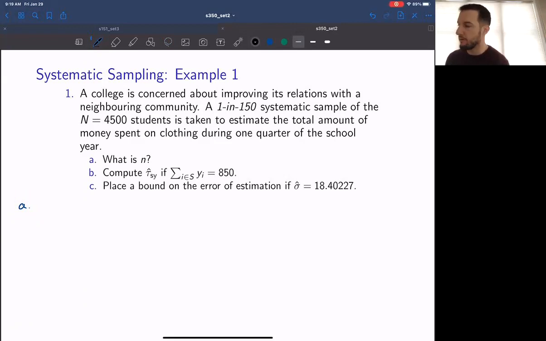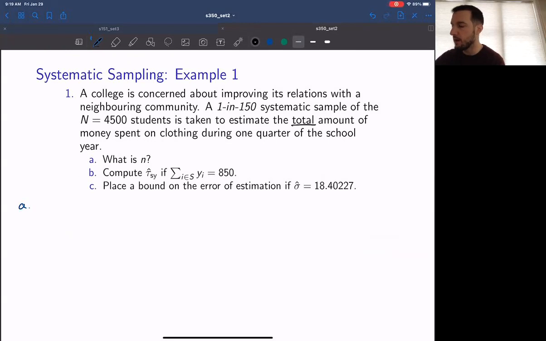Maybe it's just more intuitive than the other ones, but anyways, we'll start with some preliminary examples. We'll talk about things that are slightly more interesting afterward, but just as a basic starting point, we have here a college concerned about improving its relations with the neighboring community. A 1 in 50 systematic sample of the population of size 4,500 students is taken to estimate the total amount of money spent on clothing during 1 quarter of the school year.